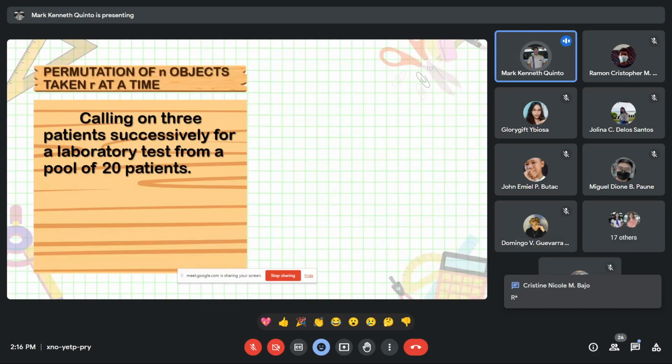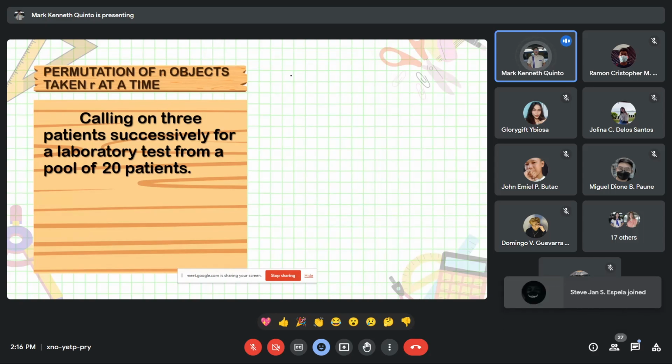Kasi, di ba, calling on three patients successively, which means sunod-sunod, for a laboratory test from a pool of 20 patients. So, based on our experience in laboratory, ang ginagawa naman talaga sa pagtawag is yung pagkakasunod-sunod. Kung kailan kayo pumunta. So, order is important. Hindi siya random na pinipili or binubunot. Siyempre sa mga pasyente kung sino yung nauna, laboratory test lang to. So that is actually permutation of n objects taken r at a time.